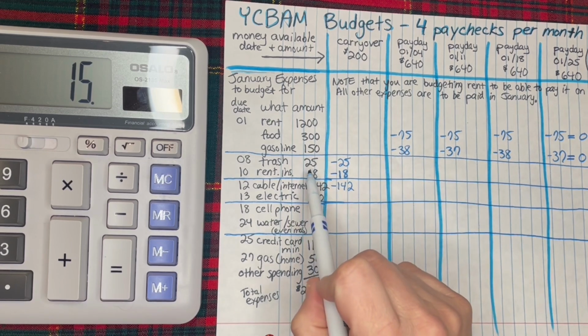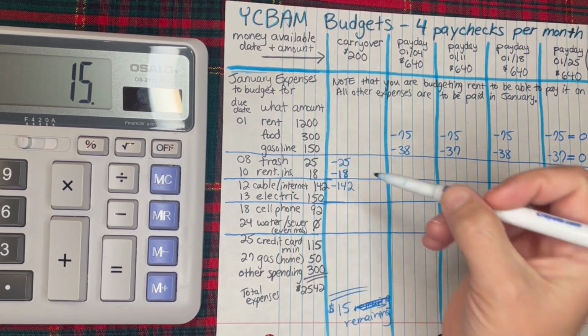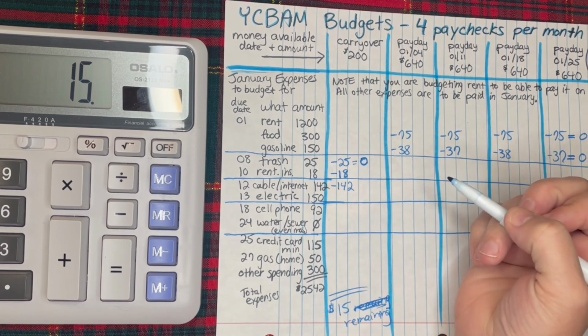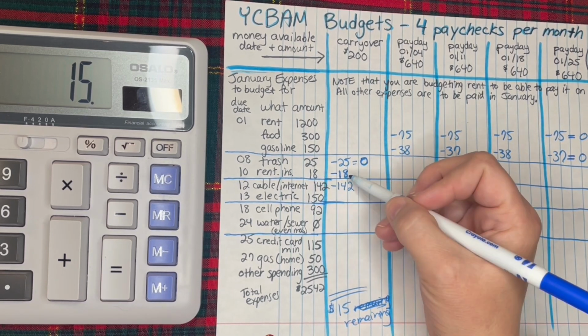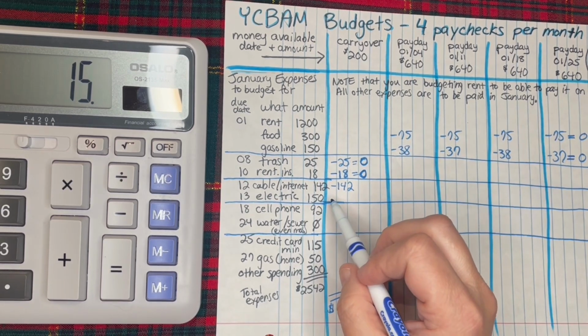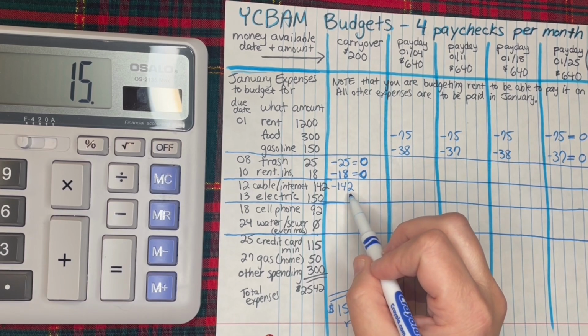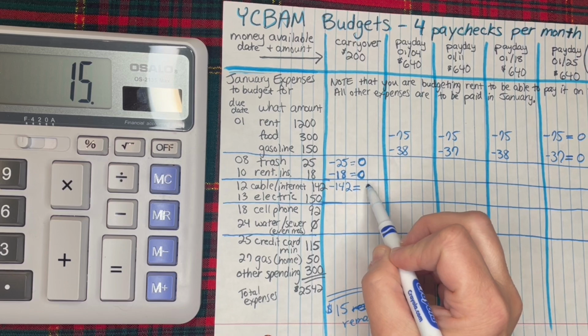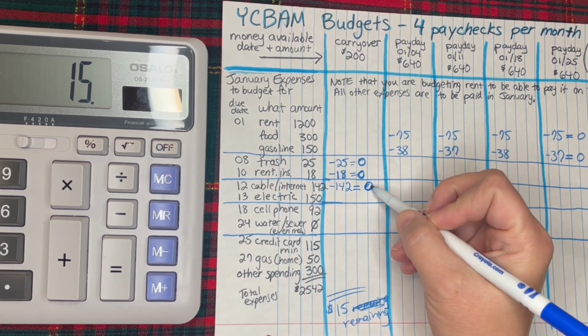The trash bill is $25, and we're accounting for the full $25 from the carryover. So we have 0 remaining to budget for the trash. For renter's insurance, we've accounted for the full $18, so there's 0 left to budget. In the cable internet bill, we've accounted for the full $142 that we want to budget for the month. So that's $0 left that we have to budget for.